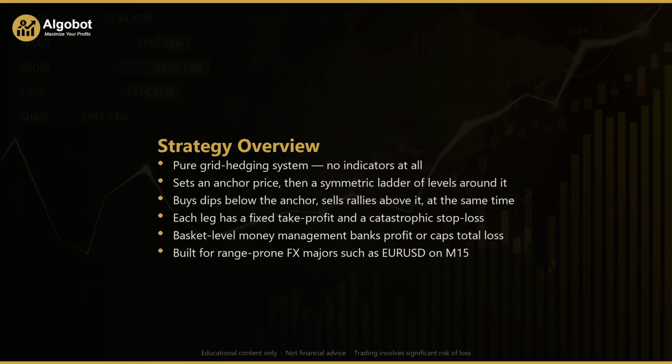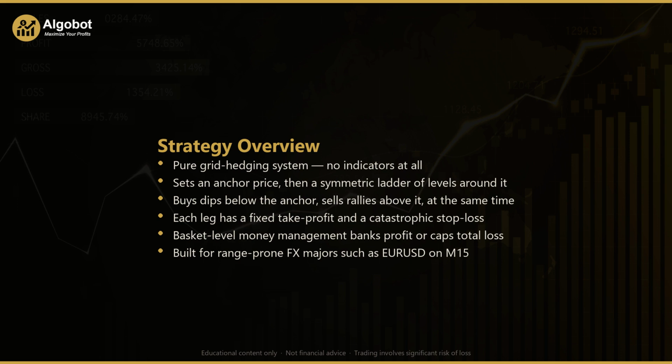Here is how it frames the market. Whenever the account is flat for this strategy, it records the current price as an anchor. Think of the anchor as the center of gravity for the grid. Around that anchor, the strategy lays out a symmetric ladder of horizontal levels, each one spaced a fixed number of points apart. The levels below the anchor form a buying zone, and the levels above it form a selling zone. The strategy then fades every move.